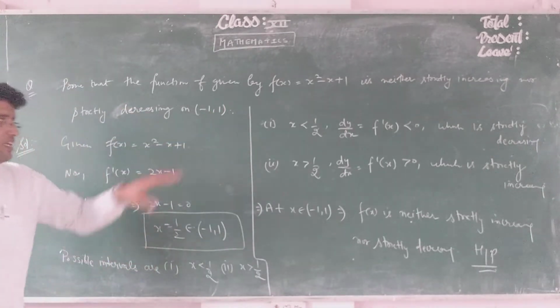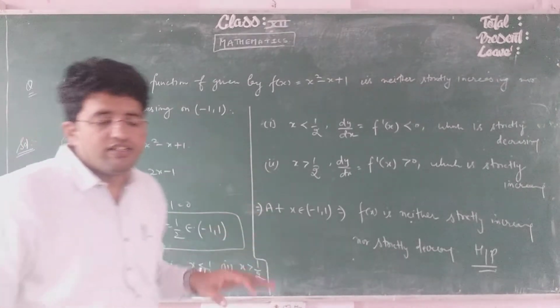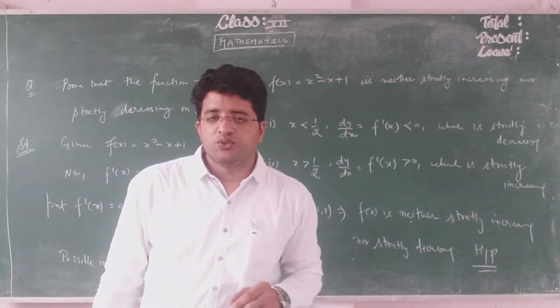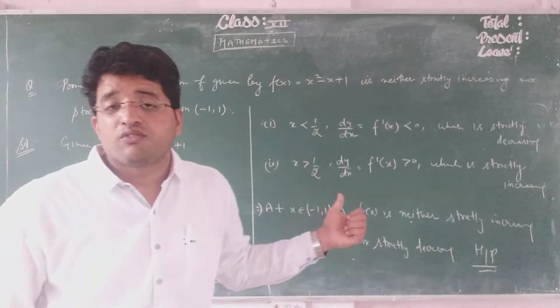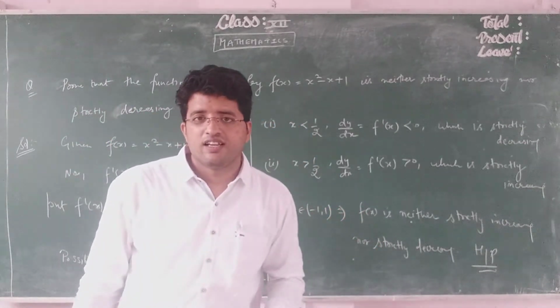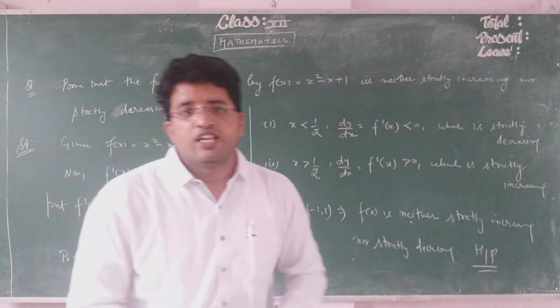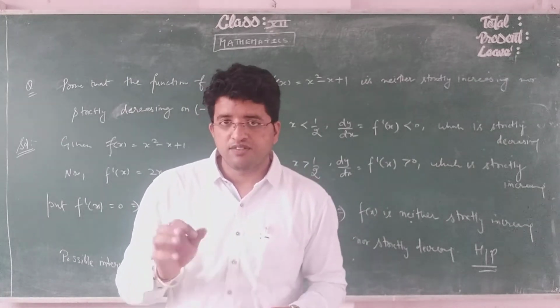-1 to 1, meaning in this given interval the function is neither strictly increasing nor strictly decreasing. One thing I would like to tell you: whenever the interval is given and it says neither increasing nor decreasing, it means your interval is divided into increasing and decreasing parts, and then you overall say it's neither strictly increasing nor strictly decreasing.